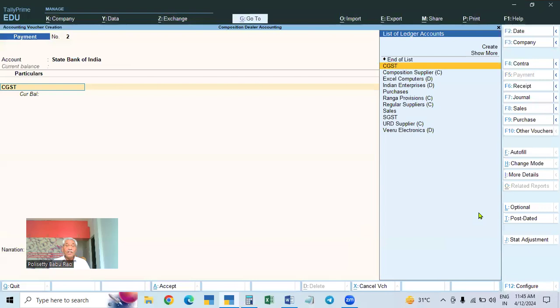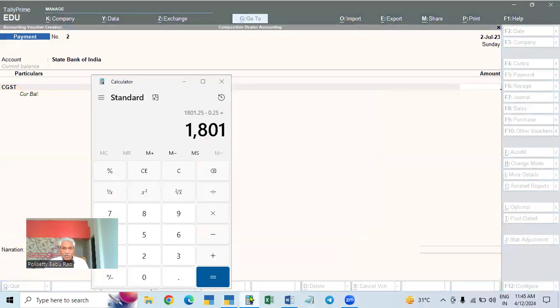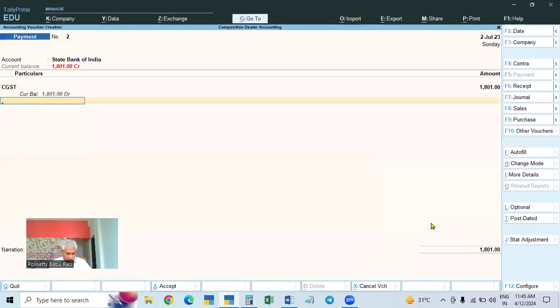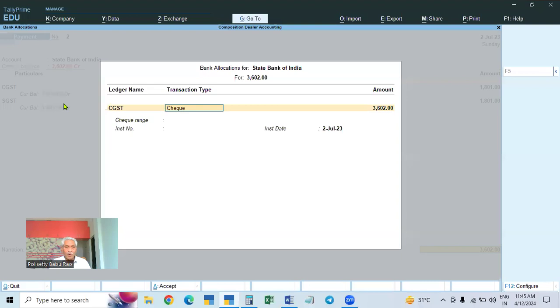Okay, because here it is not duties and taxes. Duties and taxes will be shown in the balance sheet on the liability side, but this is not duties and taxes. What is the amount? 1,801. So 1,801 for CGST, then SGST 1,801. Here you see, it is showing a debit balance. Isn't it? This debit balance means it is an expense. So how will you pay?